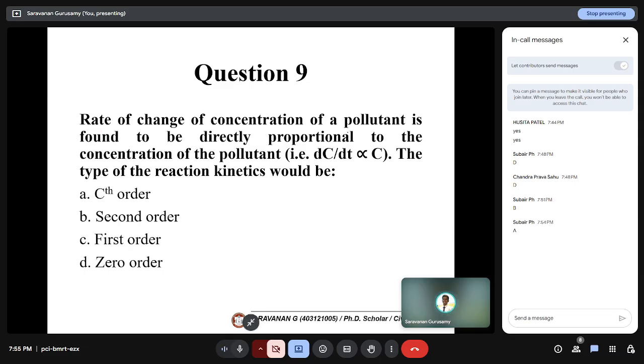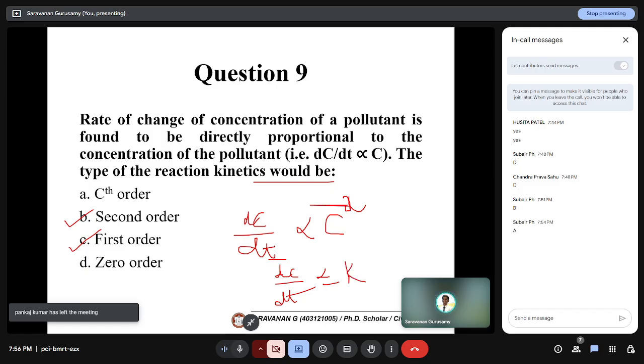Rate of change of concentration of a pollutant is found to be directly proportional to the concentration of the pollutant. So dC by dt is directly proportional to the concentration of the pollutant. The type of reaction kinetics: if it is directly proportional to C power 1, that is first order. If it is directly proportional to C squared, then it is second order. If it is directly proportional to a constant, then it is a zero order reaction.